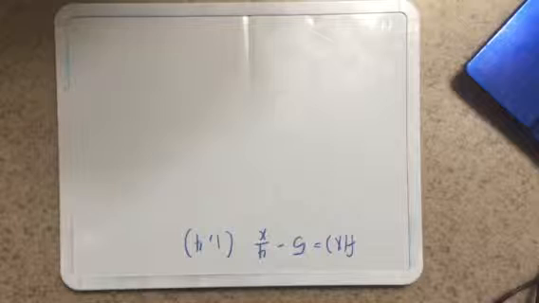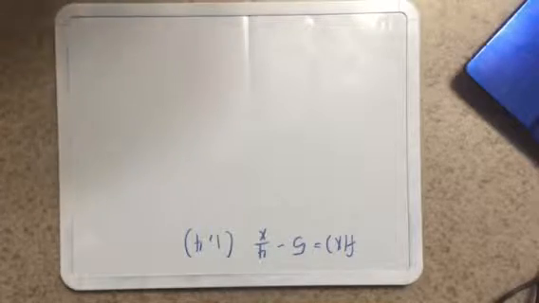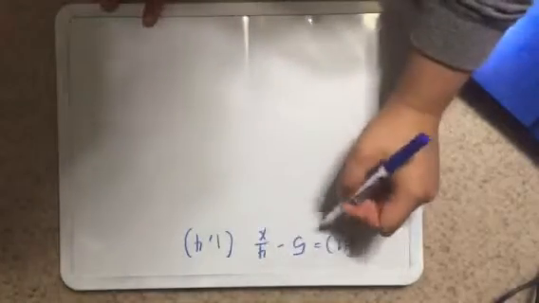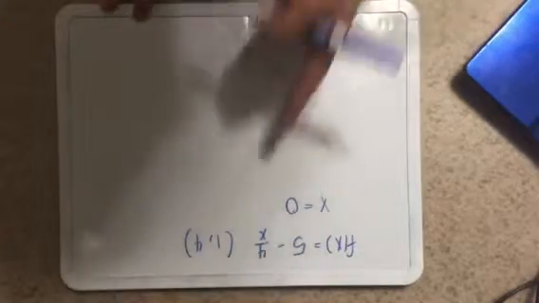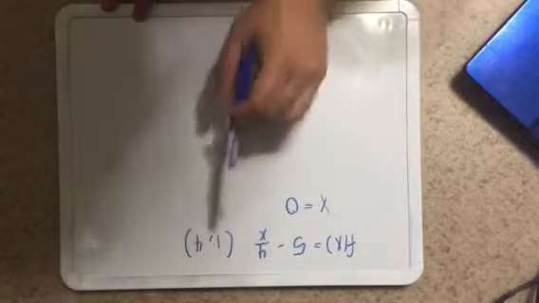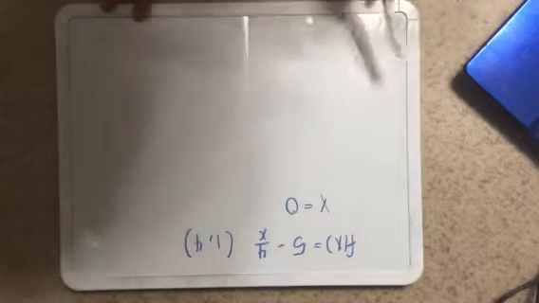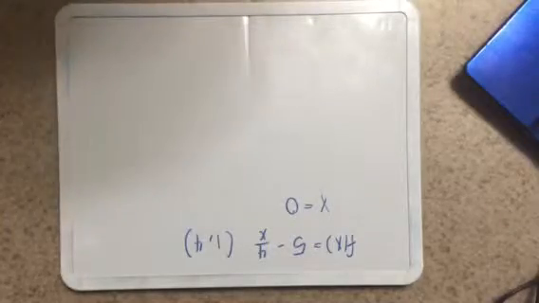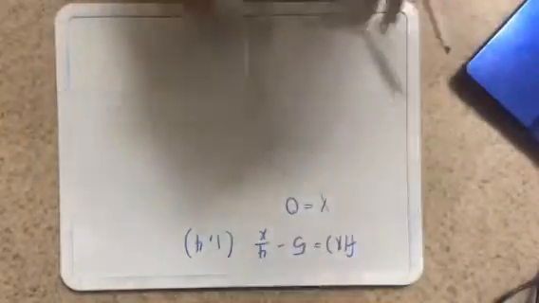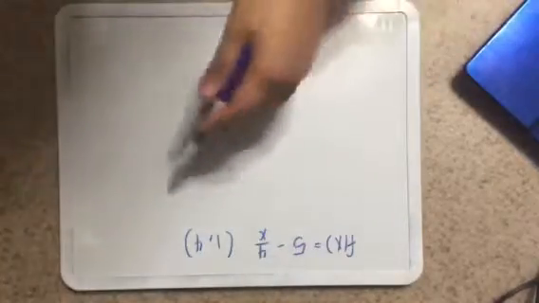Now the first step is we need to check if f of x is continuous on the closed interval [1, 4]. We know it is continuous because the only time it is not continuous is if x equals 0, because that makes f of x undefined. But we know that 0 is not even in the interval, so we know for a fact that it's continuous. But now we need to see if f of x is differentiable on the open interval (1, 4).